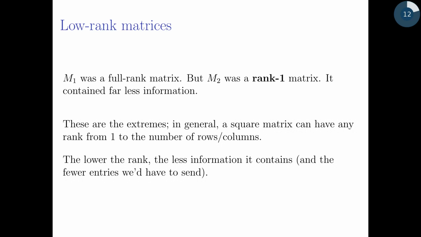Now, these are the extremes here, okay? We have a full rank matrix M1, and we have a plain old rank 1 matrix for M2. In general, of course, low rank does not necessarily mean all the way to rank 1. It can have any rank, okay? And that simply refers to how many linearly independent rows and columns that it has. And this whole thing is sort of on a continuum. The lower the rank of the matrix, essentially the less information it contains, and therefore the less we have to say to communicate what it is.